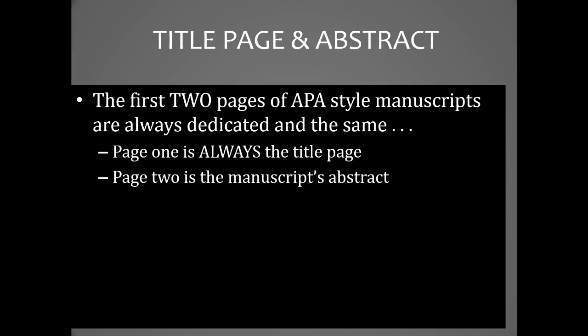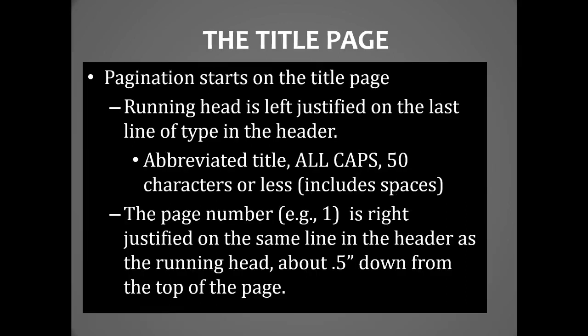Any APA paper, whether we're talking about a literature review paper or a research report, the first two pages are always fixed. Page number one is always your title page, and page number two is always your abstract. Nothing else should be on page number one and page number two. That's consistent all the way through as you seek to master APA style.